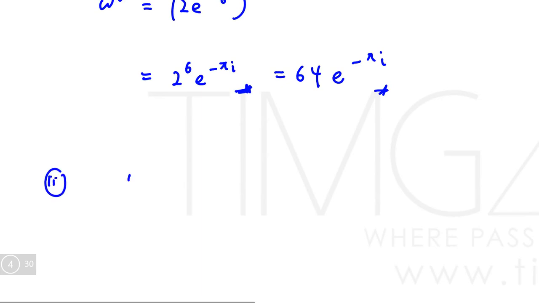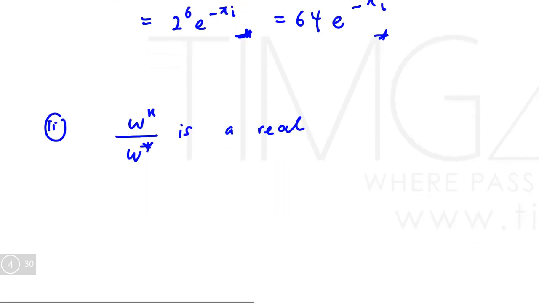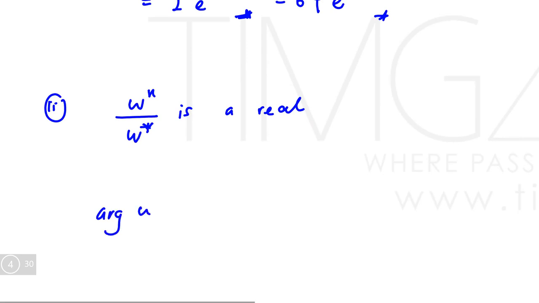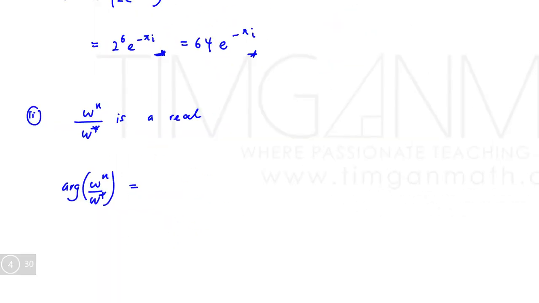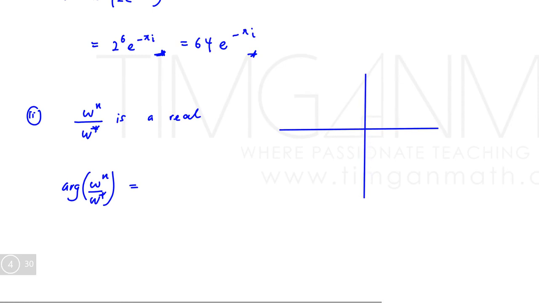Then you have part 2, which is asking you to find the smallest positive whole number of variable n, where W to the power of n over W conjugate is a real number. If this is real, it just means the argument lies on the real axis, which would be this axis here. So it's minus pi, 0, pi, 2 pi, 3 pi, and so on.